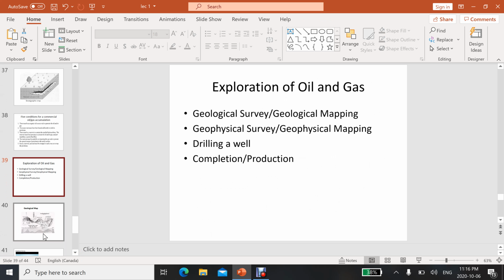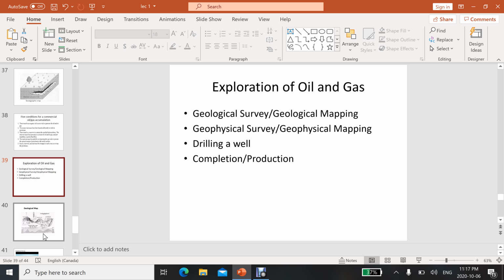Okay, next important part: how we can explore oil and gas. There are, you can say, four stages. The first stage is geological survey or geological mapping. Whatever area you have, you have to conduct a geological survey, which means you have to develop a geological map of that area. And then you will conduct a geophysical survey for recording geophysical data. By using geophysical data, you will develop geophysical maps of that area.